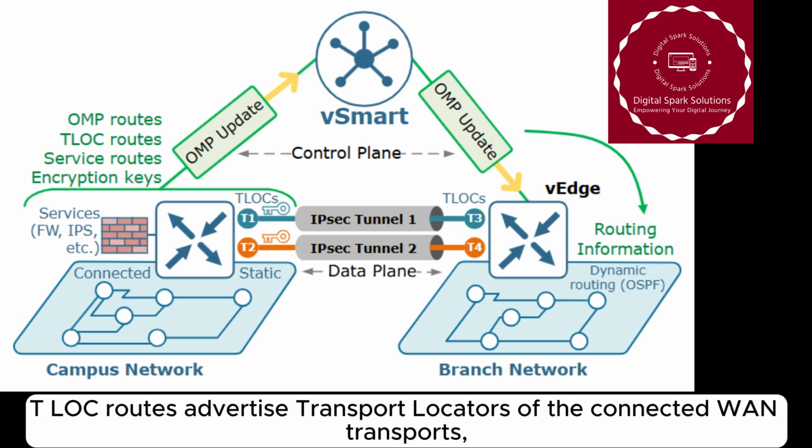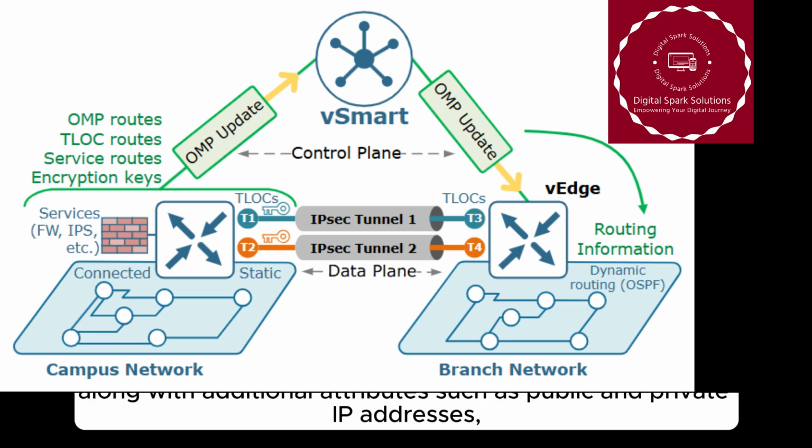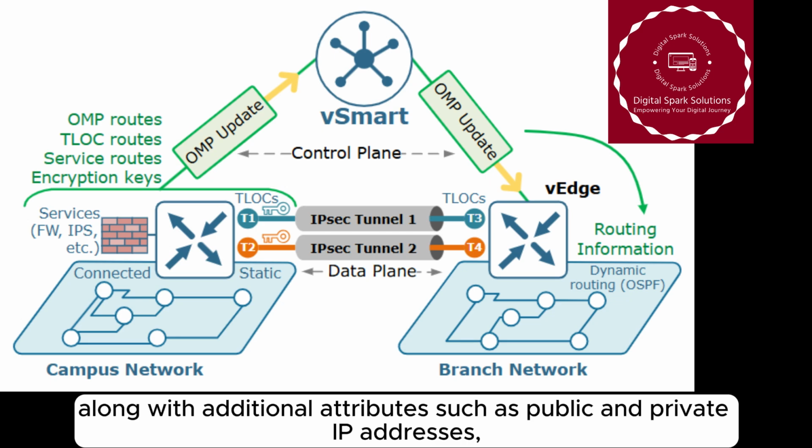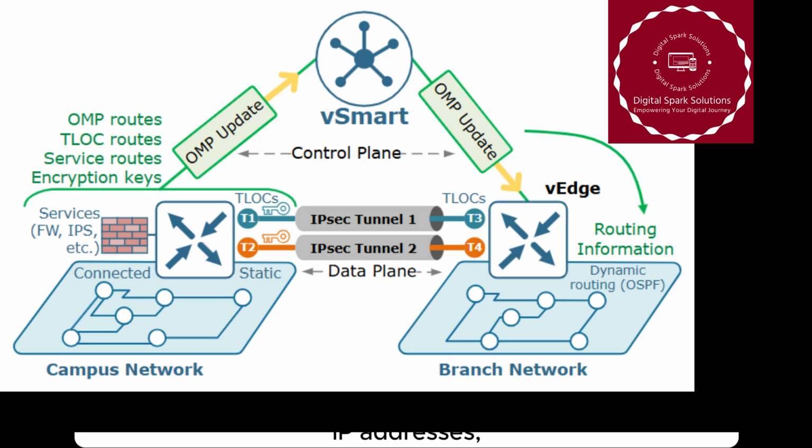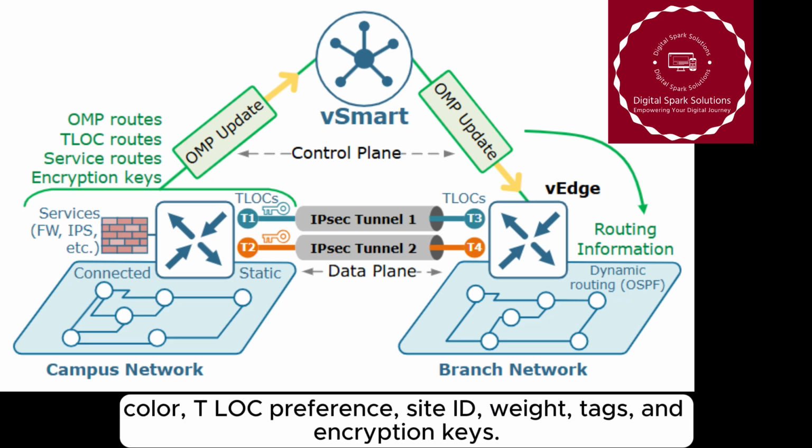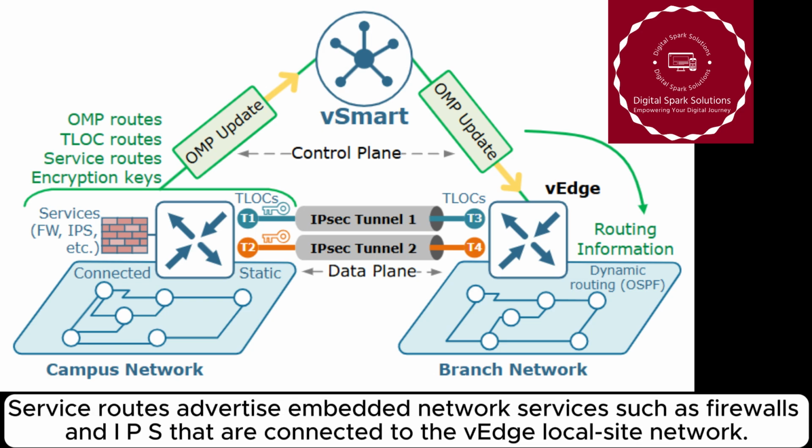TLOC routes advertise transport locators of the connected WAN transports, along with additional attributes such as public and private IP addresses, color, TLOC preference, site ID, weight, tags, and encryption keys. Service routes advertise embedded network services such as firewalls and IPS that are connected to the vEdge local site network.